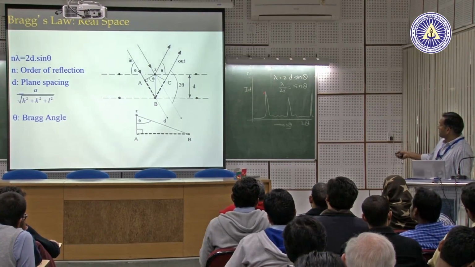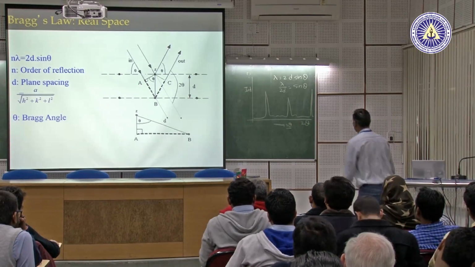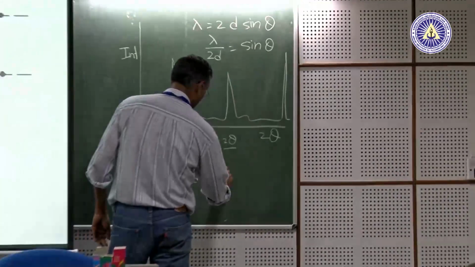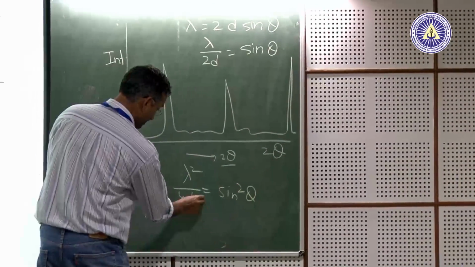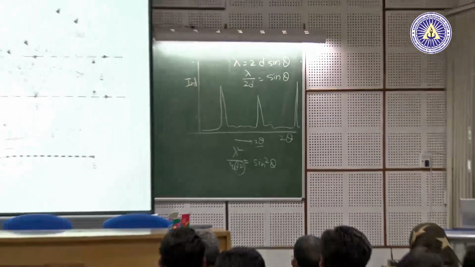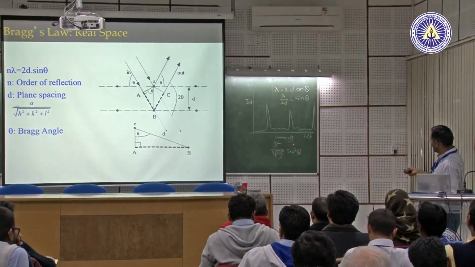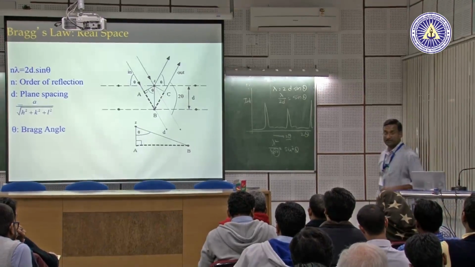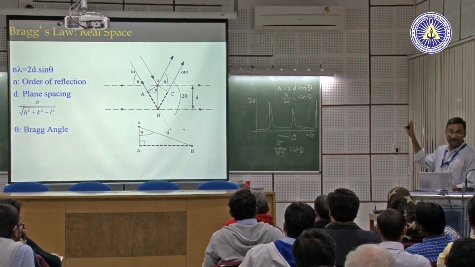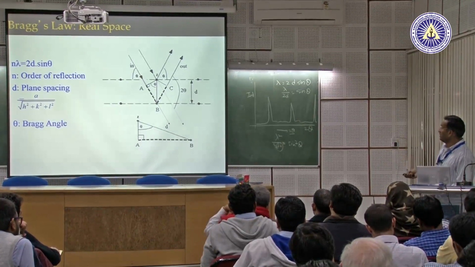Because if you now square this, what you get is lambda square divided by 4d square is equal to sine square theta, and this d square is nothing but a square divided by h square plus k square plus l square for a cubic crystal. And what it means is that as sine square theta is increasing, h square plus k square plus l square is increasing. So as you move towards the right, you are moving towards the peaks of higher indices, which means peaks of decreasing plane spacing.